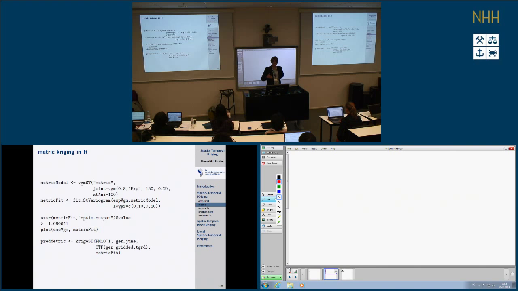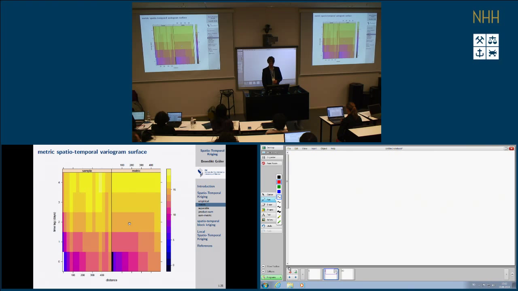So the fitting routine has now optimized the parameters of the prototypical variogram that you provided. And then, of course, we would like to plot it again, and this works the same way as for spatial cases. We provide the empirical variogram first, and then the fitted variogram to the plotting function, and get a nice colored map out of it, where we can see how the metric variogram would represent the empirical variogram on the left-hand side.